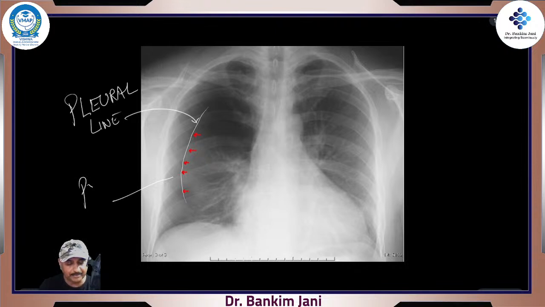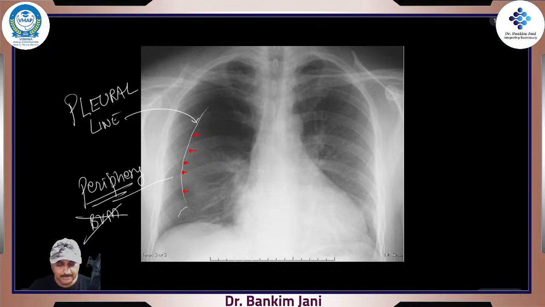Over here, this is the periphery, correct? In the periphery, there are no BVMs, bronchovascular markings. But up to there, there are. After that, there is nothing, right? And the upper, can't see? Wait. Let me zoom it.